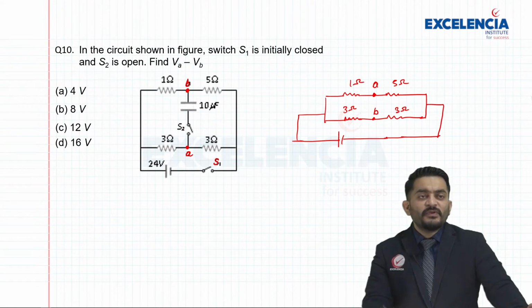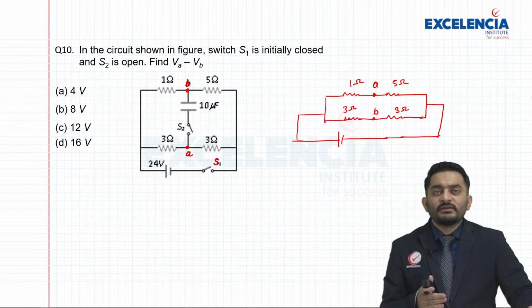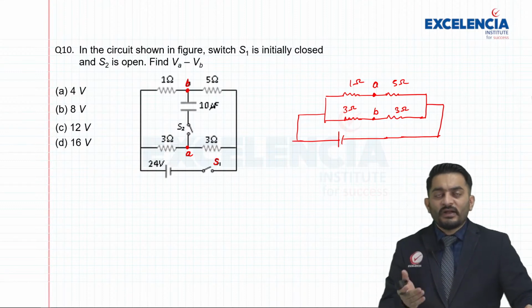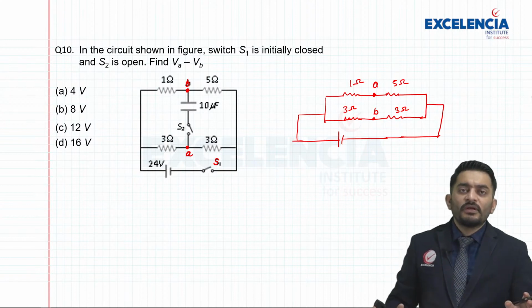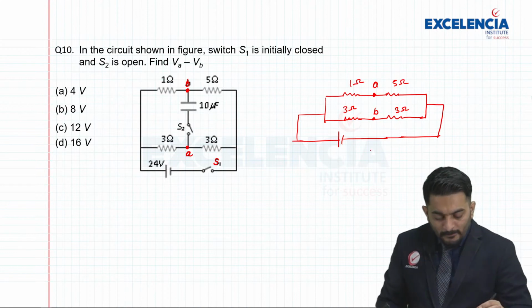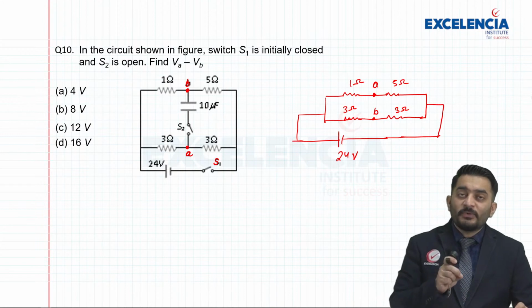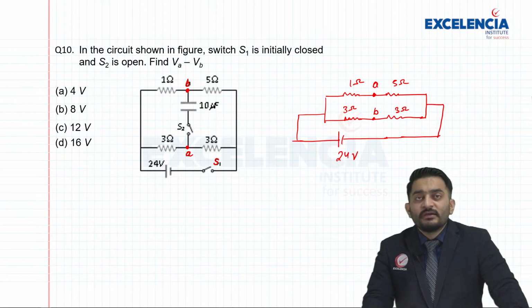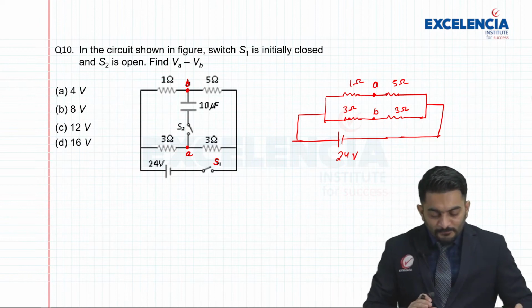There is no difference between the two diagrams, because one thing you need to understand is that the capacitor will definitely not allow the flow of current, and if the S2 switch is also open, you can even ignore that arm and the diagram will look like this. What do you know? You know the 24 volt. The question says find the potential difference between points A and B. Interesting. Now what can you do, guys?